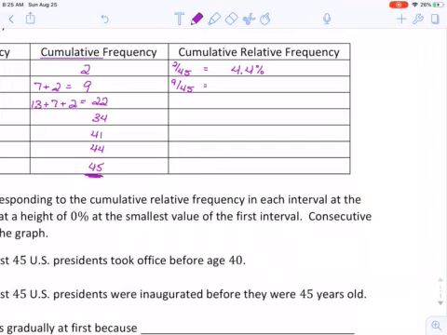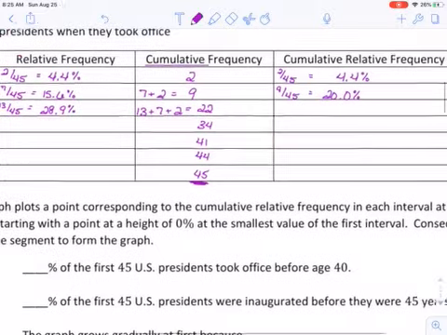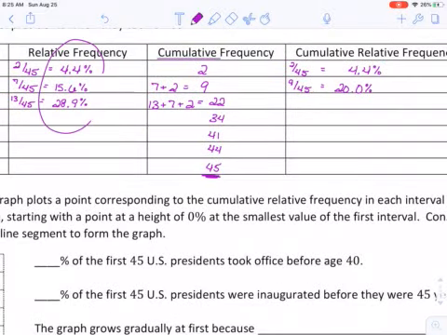So you could keep dividing these values, but you might notice it's also the same thing as just summing these ones as you go down the chart. So 4.4 plus 15.6 gets me this 20. If I add on another 28.9, I'm going to get 48.9. And I'm just going to keep working down the chart.